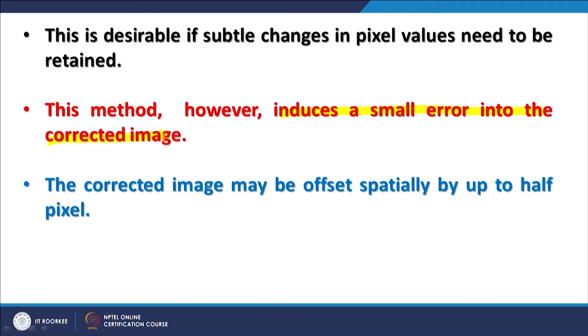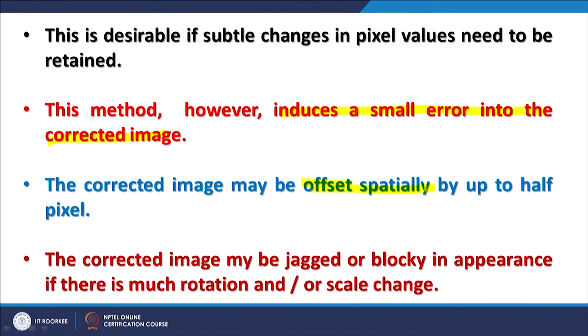And that small error is that it may be offset spatially by up to a half pixel. As you know, the pixel with the maximum overlap has its value assigned, so there might be an offset spatially by half a pixel. And the corrected image may be jagged, blocky, or stair-stepped in appearance because of rotation or scale change which has taken place in the second order polynomial transformation. So that error in nearest neighbor resampling may become very visible.